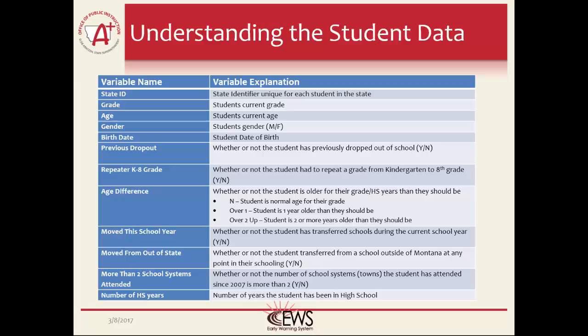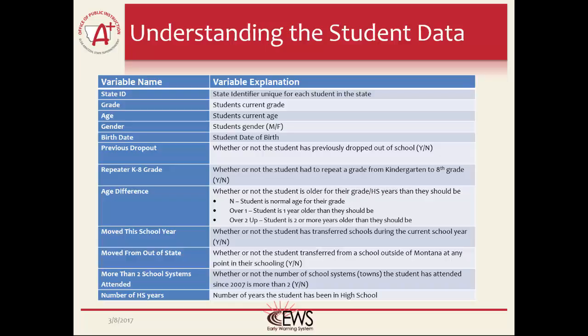The age difference variable uses the student's age on July 15th before the beginning of the school year to determine if the student is older or not. Moved this school year is a Y or N question depending on if the student has changed schools at any time during this school year. Moved from out of state is a yes or no question depending on if the student has ever moved into Montana from another state. More than 2 school systems attended is also a yes or no question.